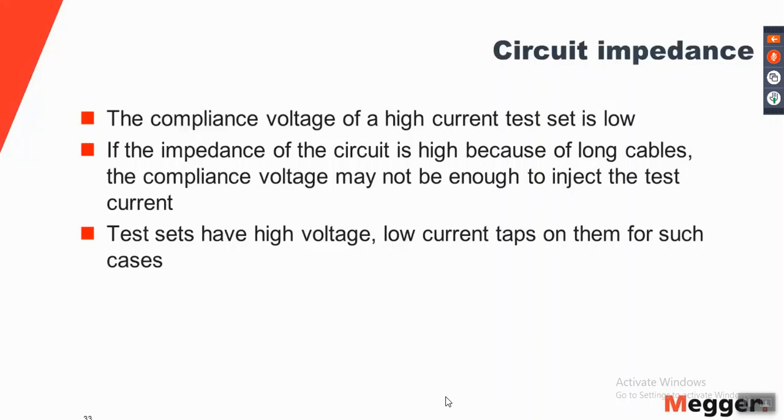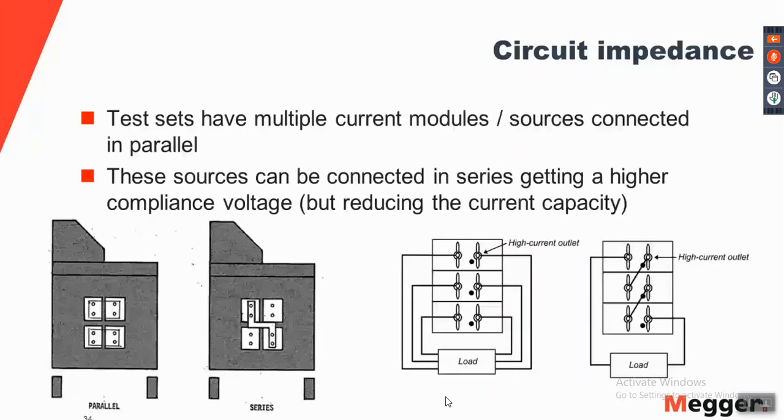Some test sets have high voltage, low current taps. If you can run the test using those low current taps, then you can use those taps for running the tests on circuits with high impedance. Then there are some test sets which have multiple sources or multiple current modules, which are usually connected in parallel. Those sources or modules can be connected in series so that you get a higher compliance voltage. But in this case, you get a higher voltage, but the current capacity reduces.